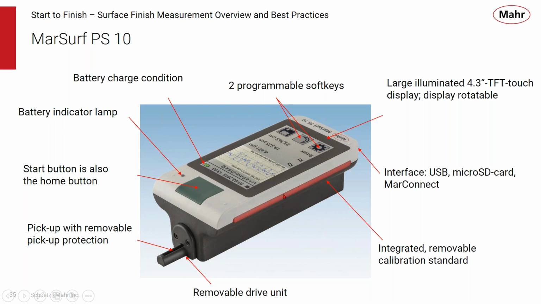And the large screen gives us a battery charge condition. We can set soft keys. It's touch screen. We have an integrated removable calibration standard built into the system. It has a removable drive system for more versatility, a probe protection device, a large green start button, which also acts as the home button within our menu system. And it has a battery indicator light that lets us know when it's time for a recharge.